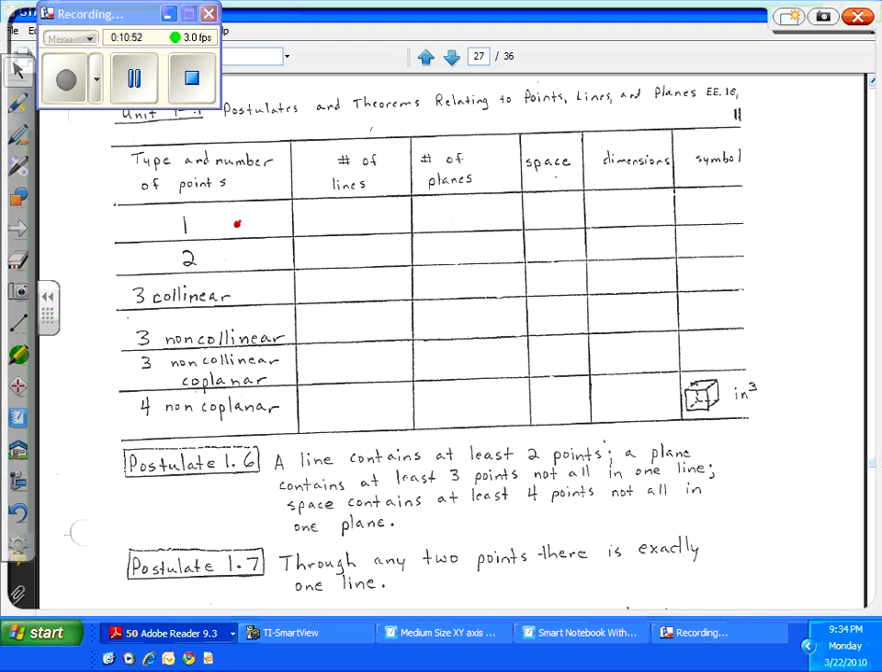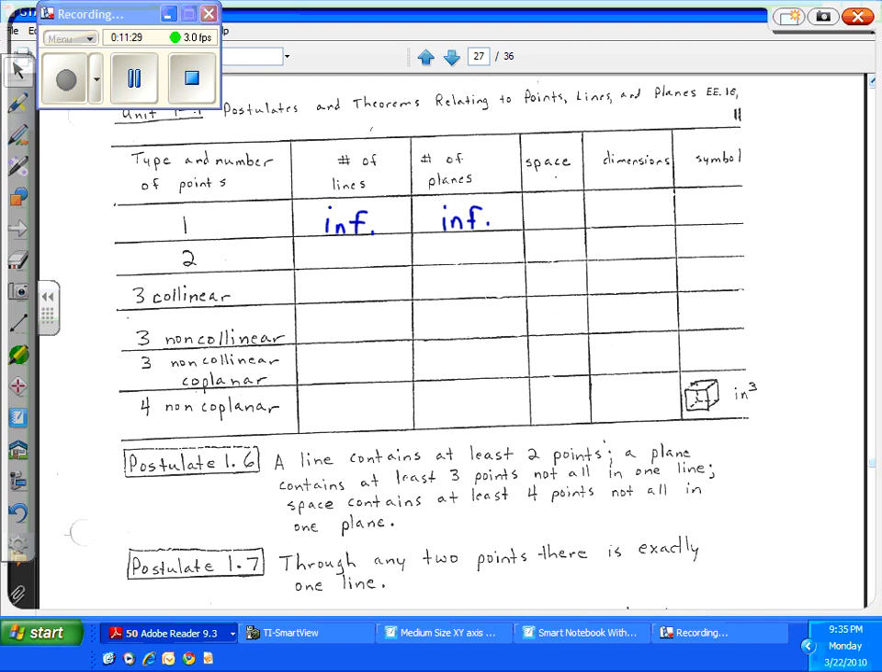1 point. If we have 1 point in space, how many lines could we draw that contain that 1 point? Well, an infinite number. How many planes? Well, we could consider that every one of those little cuts we made was being made by a flat surface. And so 1 point could have an infinite number of planes going through it.